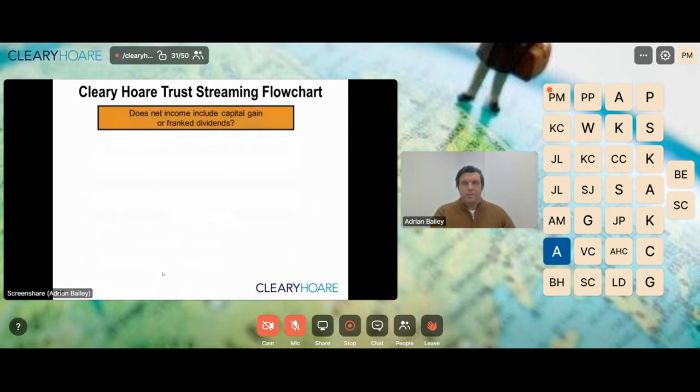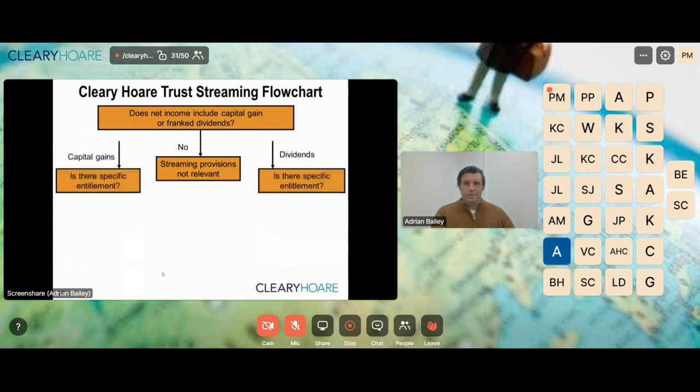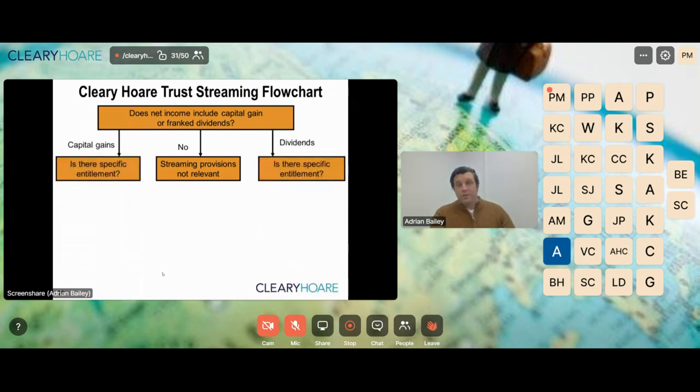A few years ago, we developed this trust streaming flowchart. I guess the first question to ask ourselves would be, does the net income include capital gains or franked dividends? If it's no, then streaming provisions aren't relevant. We don't need to worry about them. If it's yes, then obviously we do need to think about this concept of specific entitlement. First question, is there specific entitlement? No, then really the streaming provisions aren't relevant. And by that I mean we're not streaming. We're going to be having everything adjusted by Division 6 percentage. So we're not achieving our objectives.